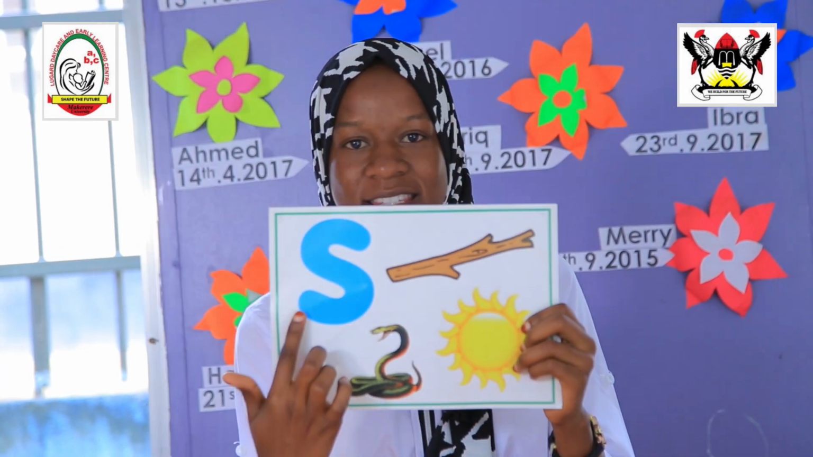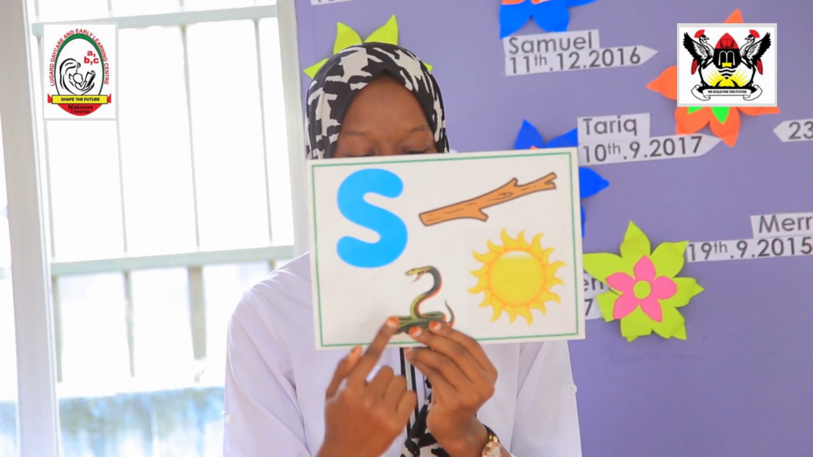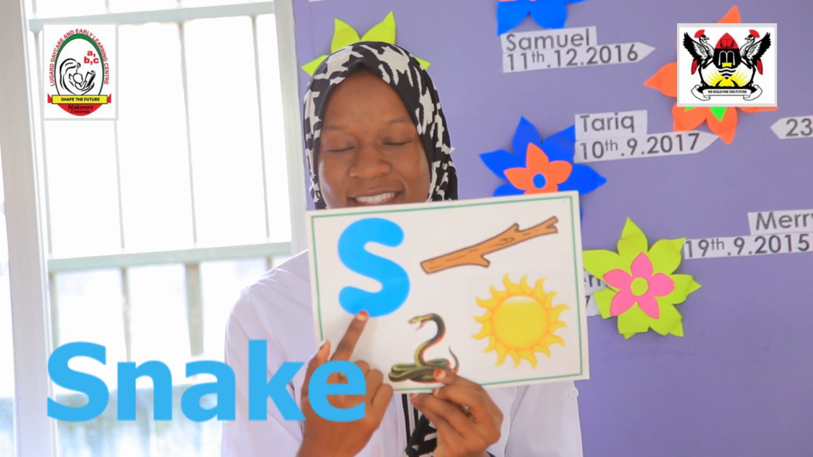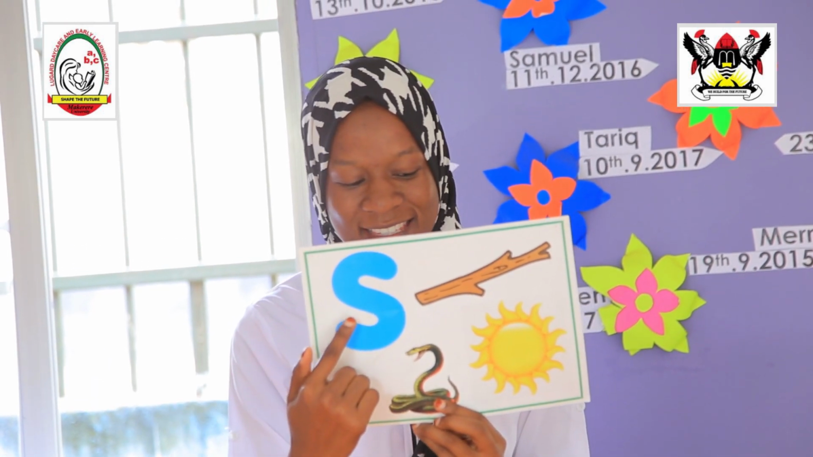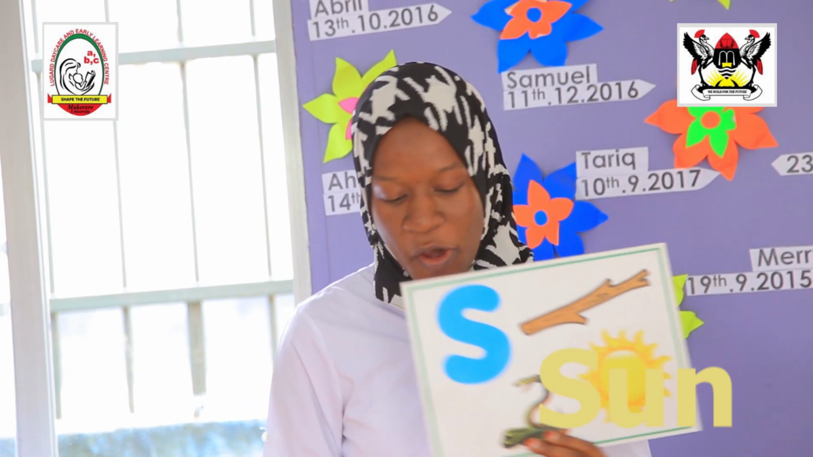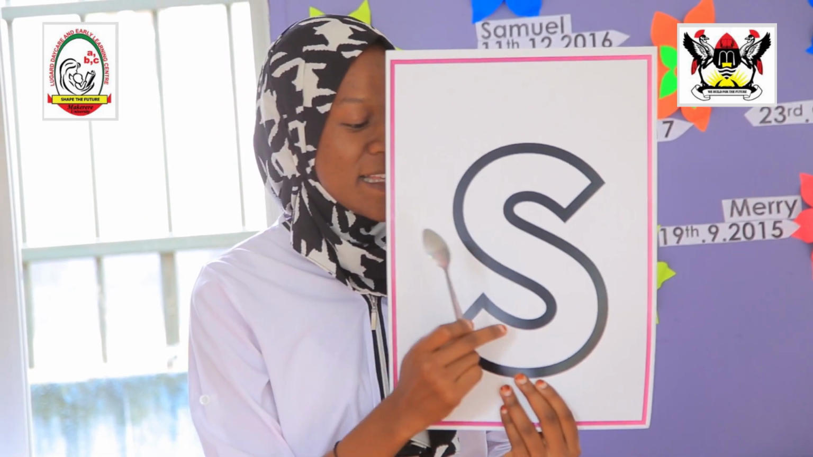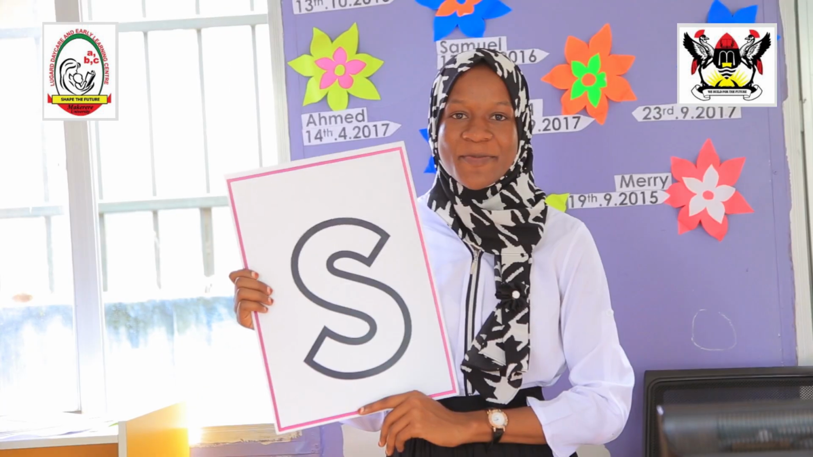Stick. Stick. Snake. Snake. Sun. Sun. Okay, we have something here. Spoon. Spoon. Let me put my spoon here.